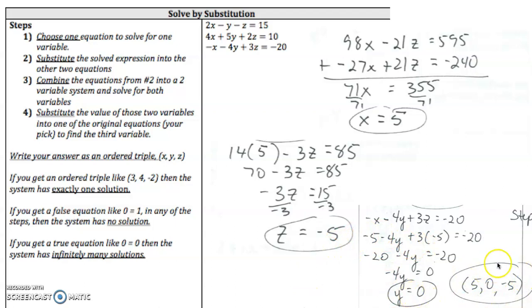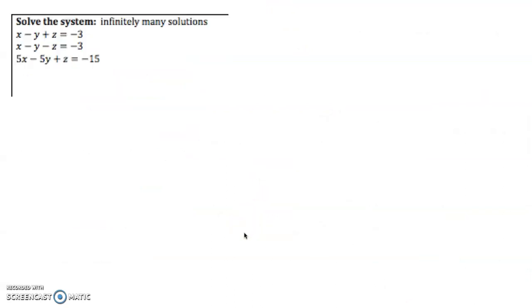Now to check your ordered triple, you should plug it into each of the three original equations, and it should make 3 true statements.